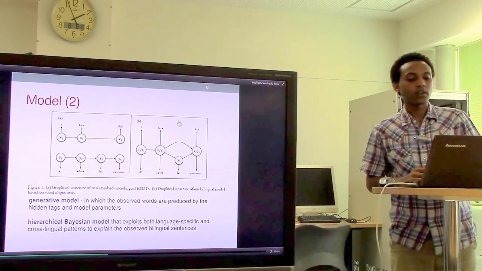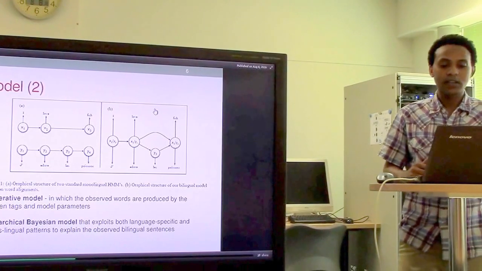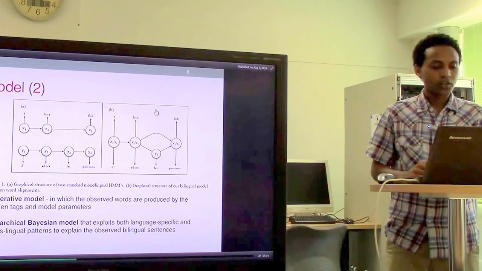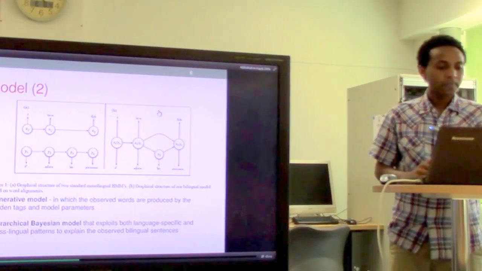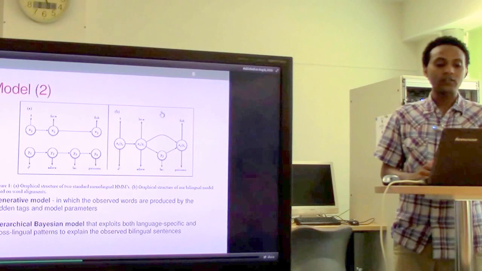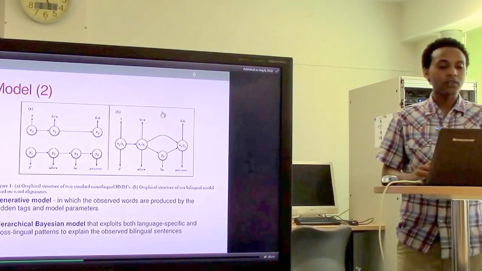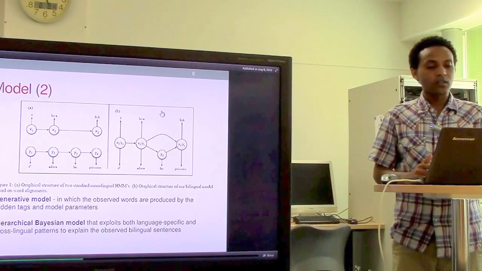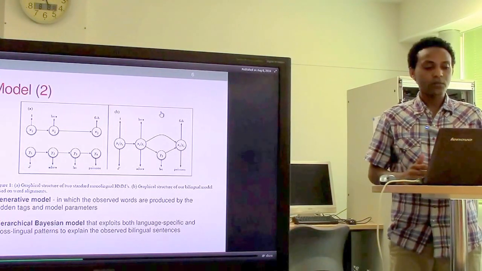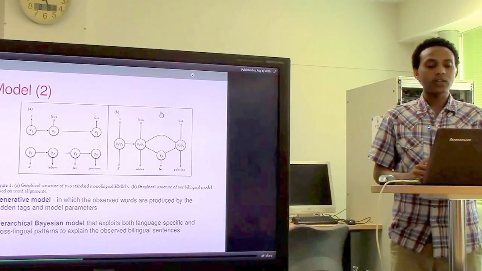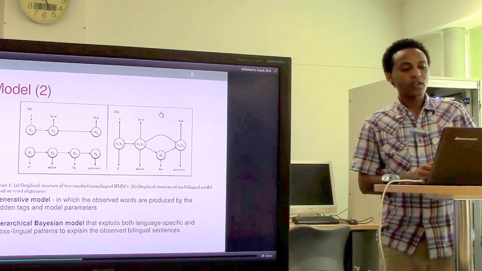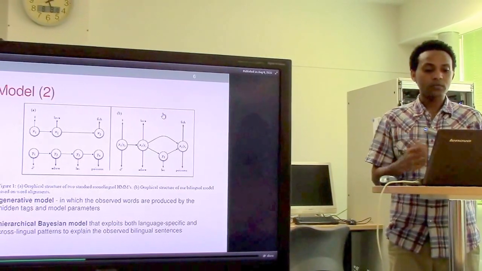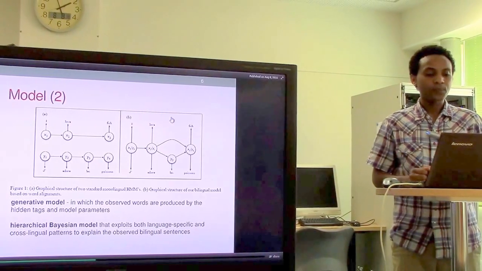So this is the graphical structure of the model. The first, diagram A, is the monolingual unsupervised structure, where we see X1, X2, X3, these are the hidden states or the tags, and the emitted words are the words that are written over there, I love fish. And the Y1 represents another language. So these are monolingual structures. The second, diagram B, contains a combination or a joint probability of X1 and Y1, which represents language 1 and language 2.